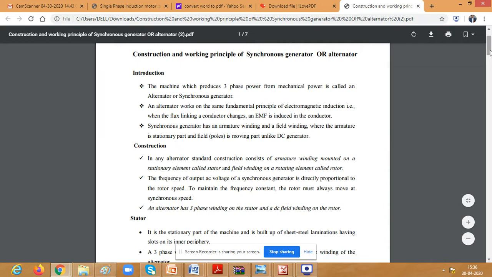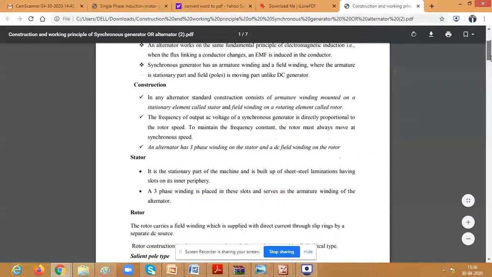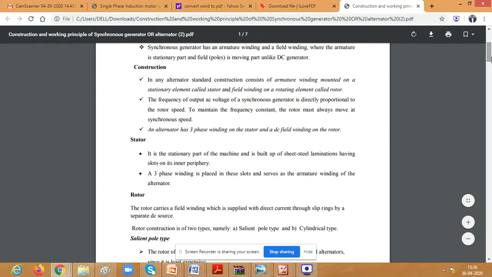The machine which produces three-phase power from mechanical power is called a synchronous generator, and we also call it an alternator. The alternator works on the same fundamental principle of electromagnetic induction. It means when the flux linkage of a conductor changes, then EMF is induced in that conductor. That is the meaning of this. So the synchronous generator has an armature winding and a field winding, where the armature is the stationary part and the field, which we call the pole, is the moving part.